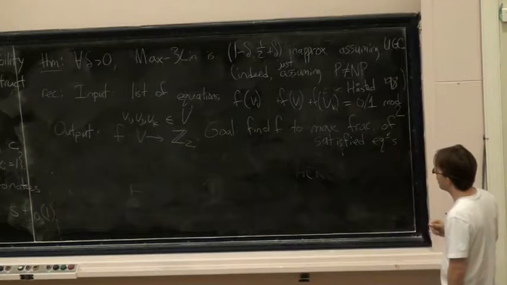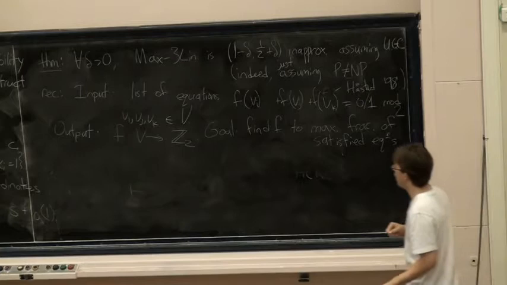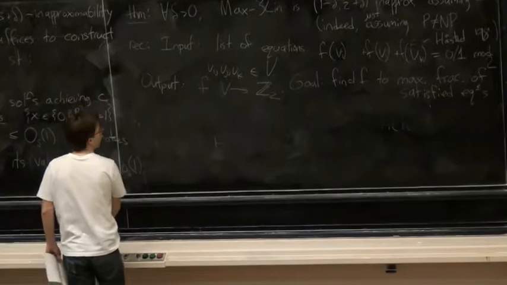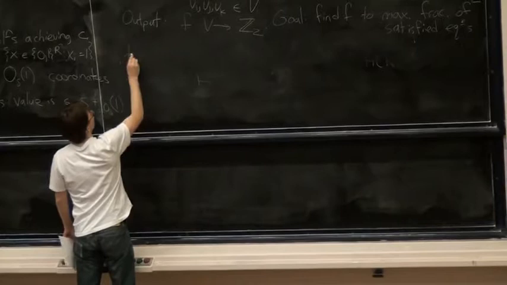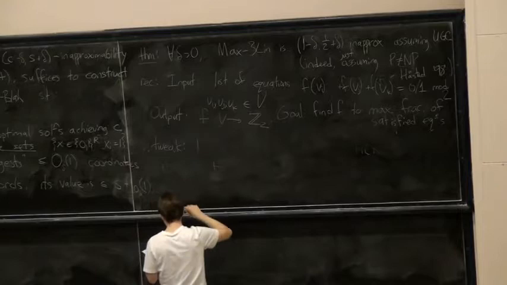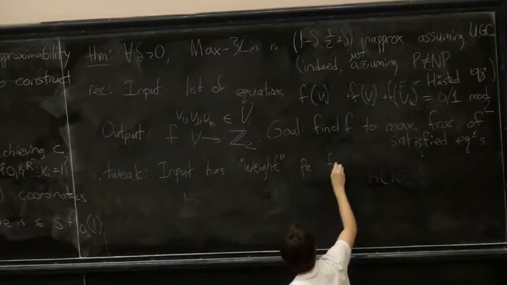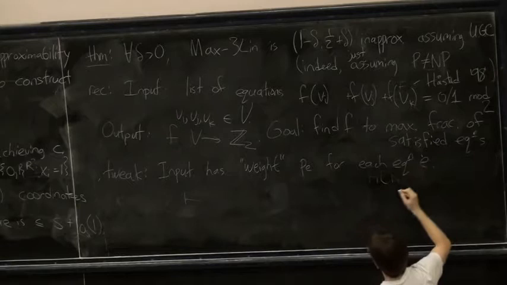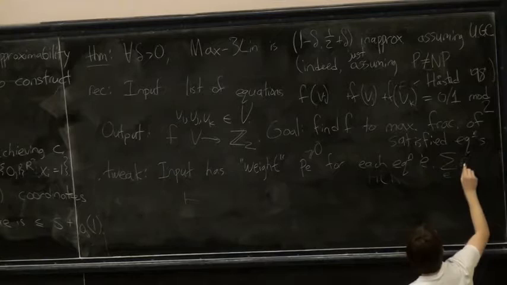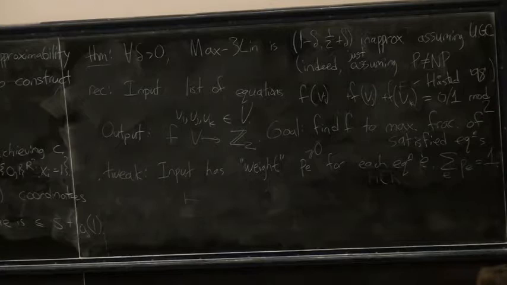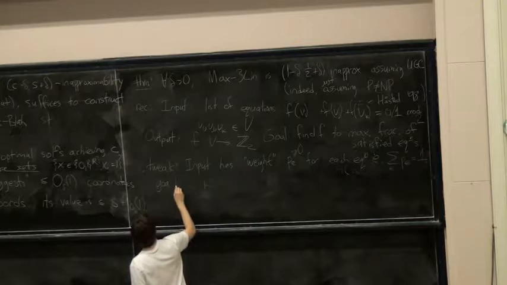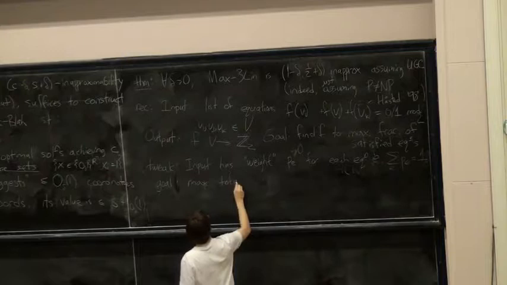Okay, let me actually put a little twist on this. I'm going to make the algorithm's problem here very, very slightly more complicated. I'll put a tweak. Actually, to each equation, I want to also associate a weight. So the input also has a weight, which I'll call p_E for each equation E. These will be non-negative, and we'll assume that they always sum up to 1. So this is actually called weighted Max-3-Lin. Of course, your task here is now not to maximize the fraction of equations you satisfy, but to maximize the total weight of equations that f satisfies.